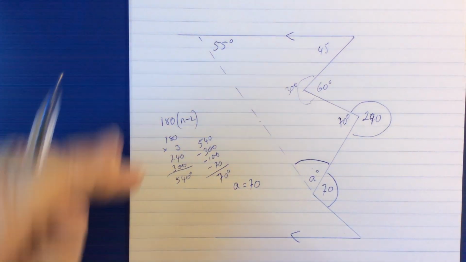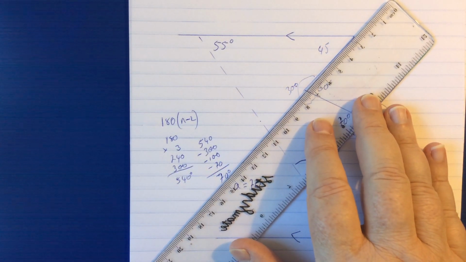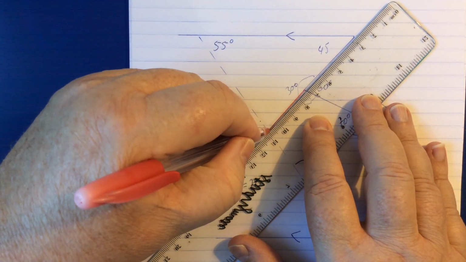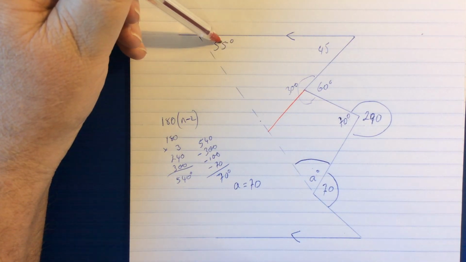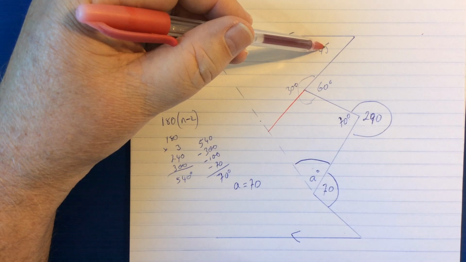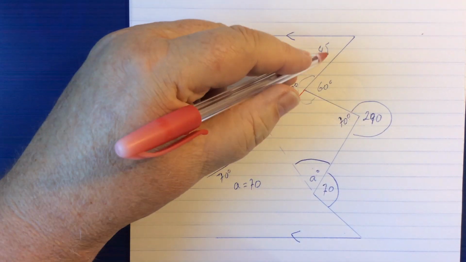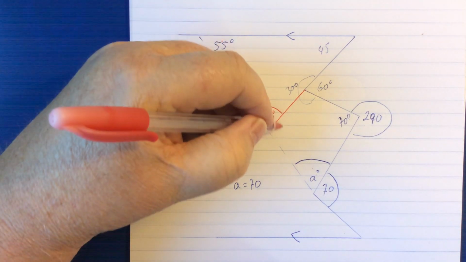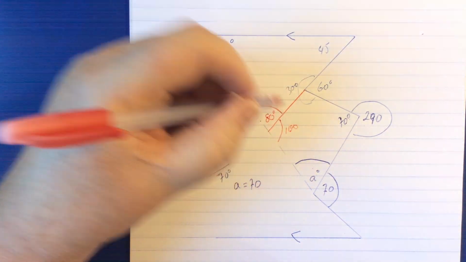And let's see if there's another way in which we can test this thesis. Because I think there is. I think there's more than one way to solve this. So let's take this line here and extend it. Now, we know that that's 55 and that's 45. 55 and 45 add up to 100. This is a triangle, so this angle in here is 80 degrees, which means that this angle in here, because this part here is a straight line, is 100.